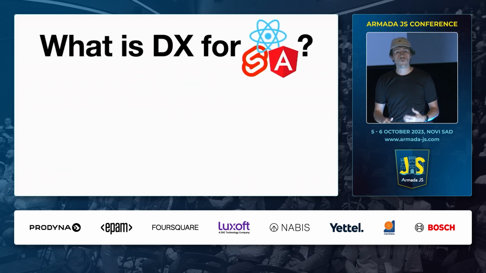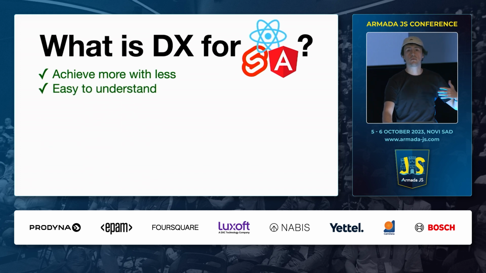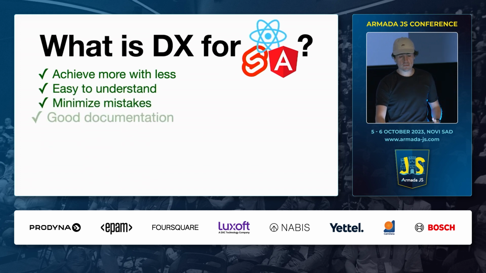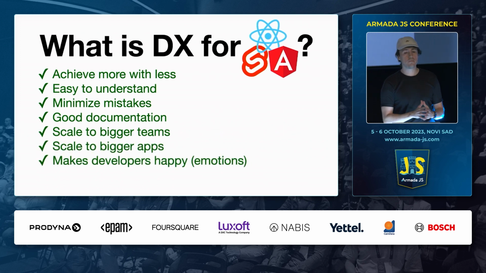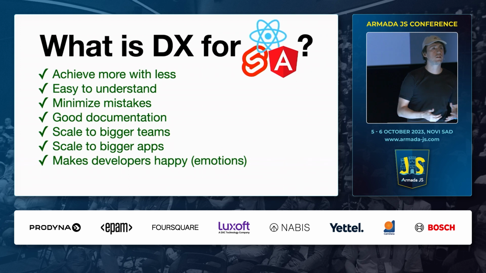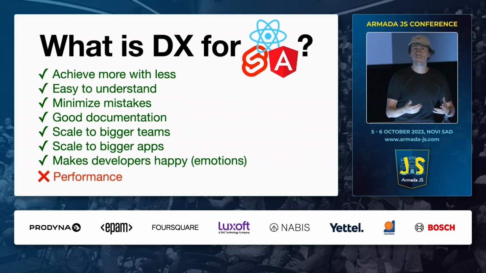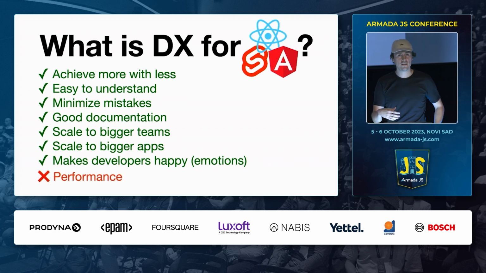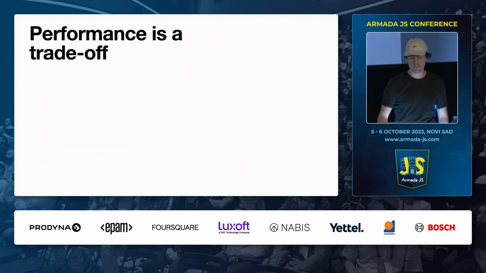And first, we need to answer, what is developer experience? What is developer experience to you? One can be achieving more with less. It can be something easy to understand, minimize mistakes, good documentation, scale to bigger teams, scale to bigger apps. And this is very important to make developers happy, right? You use a framework that you enjoy, that you want to work with, and you can be productive. But what it is not is performance. Performance is something else. Performance is, well, kind of a chore you need to do afterwards. And that's where the problem lies. That's why things are slow.